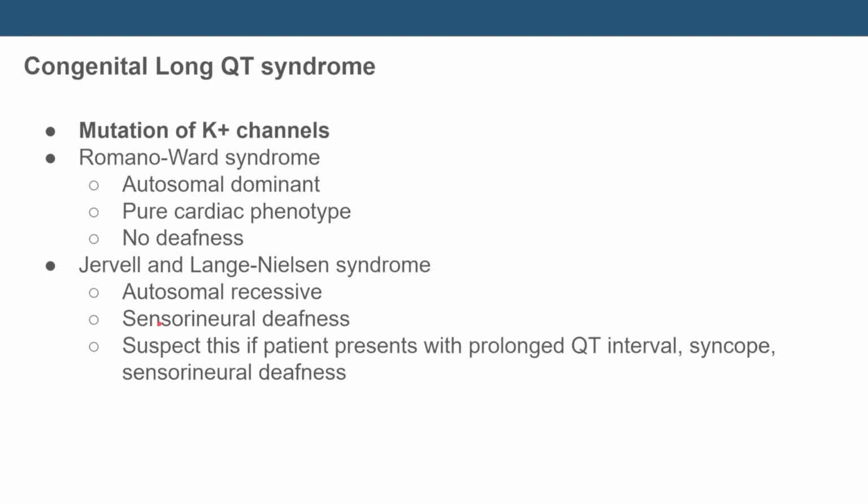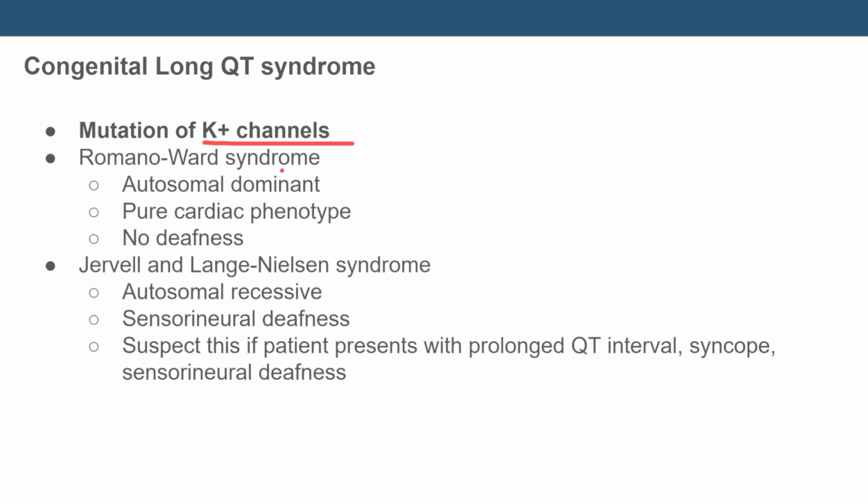Another very similar condition is the congenital long QT syndrome. And here you're going to get mutations in the potassium channels. So you have to remember that in the previous condition, which was Brugada syndrome, you get mutations in sodium channels. Here, you're going to get mutations in potassium channels.